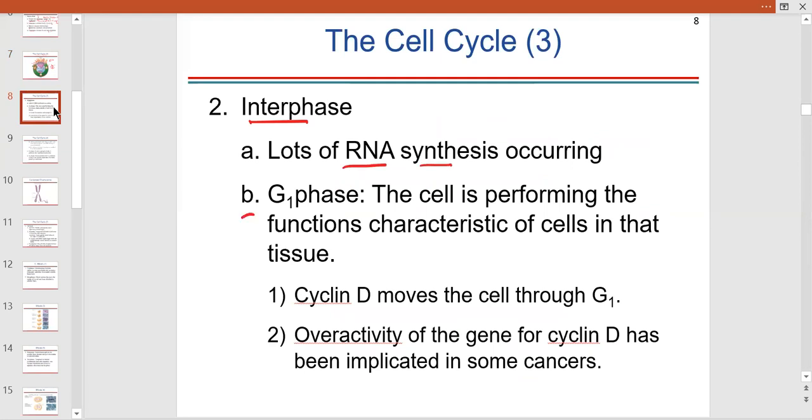So interphase, RNA being synthesized, of course, all the time. G1 phase, basically the normal day in the cell. Normal day of the cell. Cyclin D moving through the cell in G1 enzymes. Now, overactivity of the cyclin D has been indicated in some cancers. So that overactivity of that particular enzyme can cause a problem with your DNA.